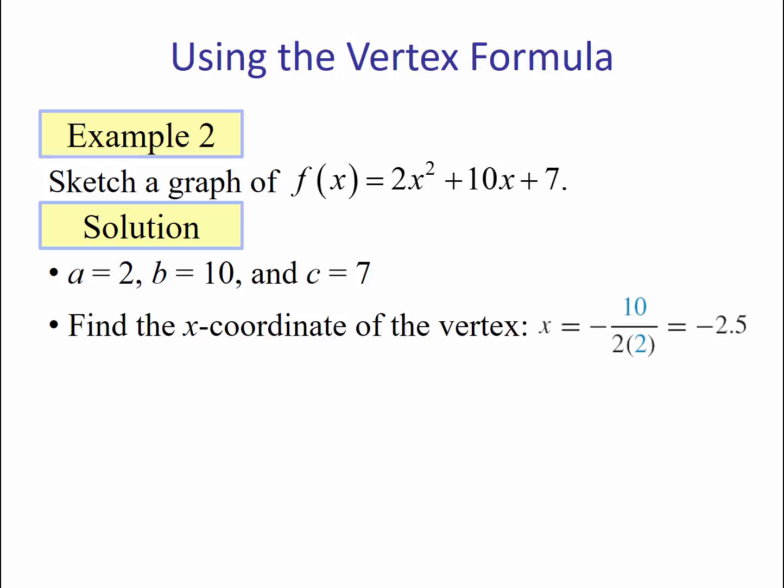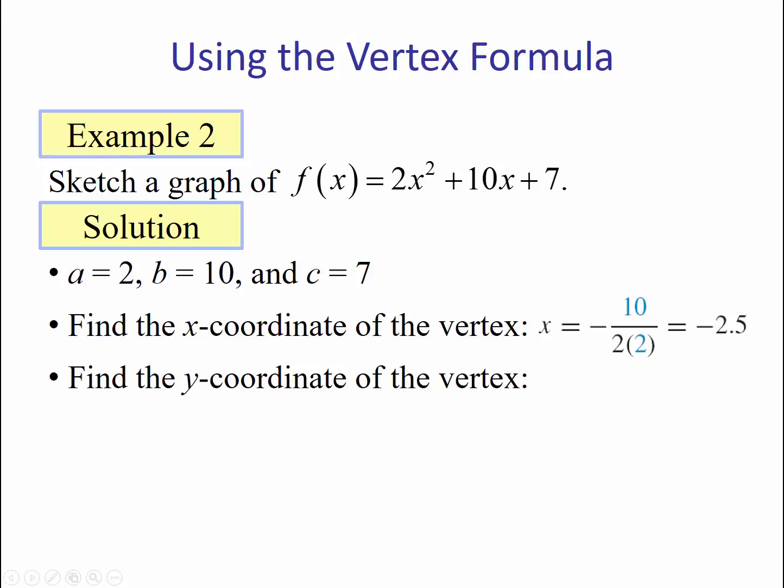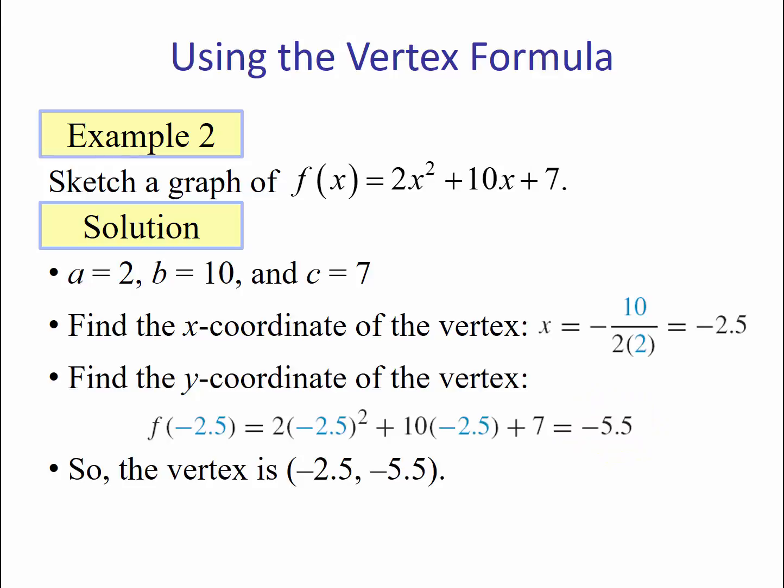For the x coordinate of the vertex, we take our value of b, which is 10, take the opposite, so we have -10 divided by 2 times 2, which is -2.5. To find the y coordinate, we substitute this value, -2.5, back into the function. We square first, then we multiply by 2, then we multiply, then we add. That value should be -5.5. So our vertex is -2.5, comma, -5.5.